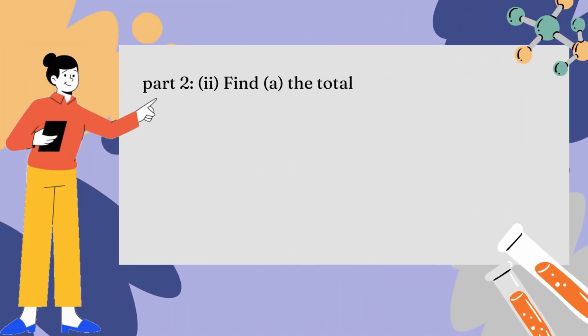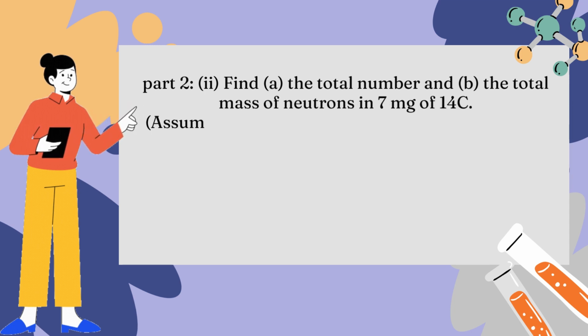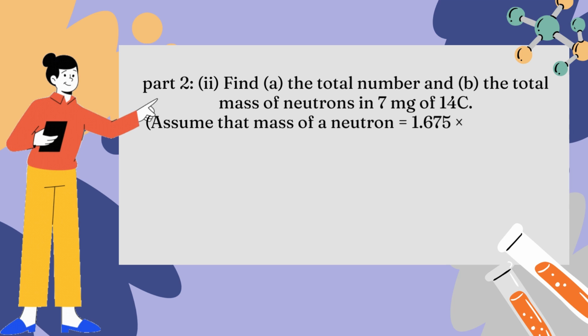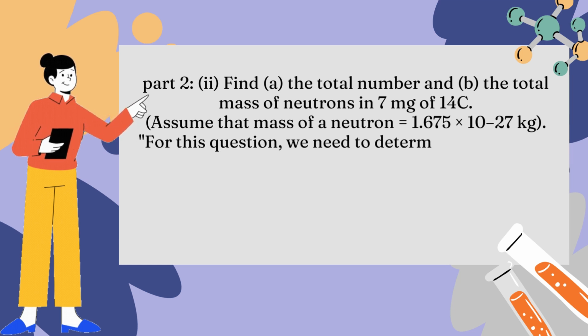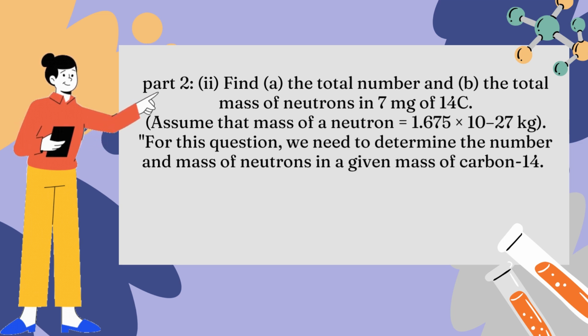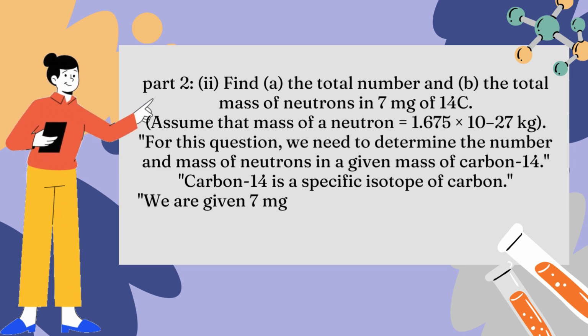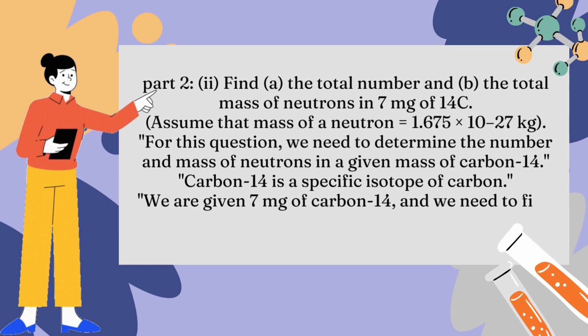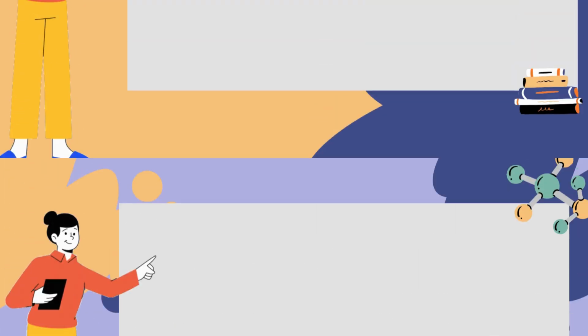Part 2. Find A, the total number, and B, the total mass of neutrons in 7 milligrams of 14C. Assume that the mass of a neutron is 1.675 x 10^-27 kg. For this question, we need to determine the number and mass of neutrons in a given mass of carbon-14. Carbon-14 is a specific isotope of carbon. We are given 7 milligrams of carbon-14, and we need to find the total number and mass of neutrons.